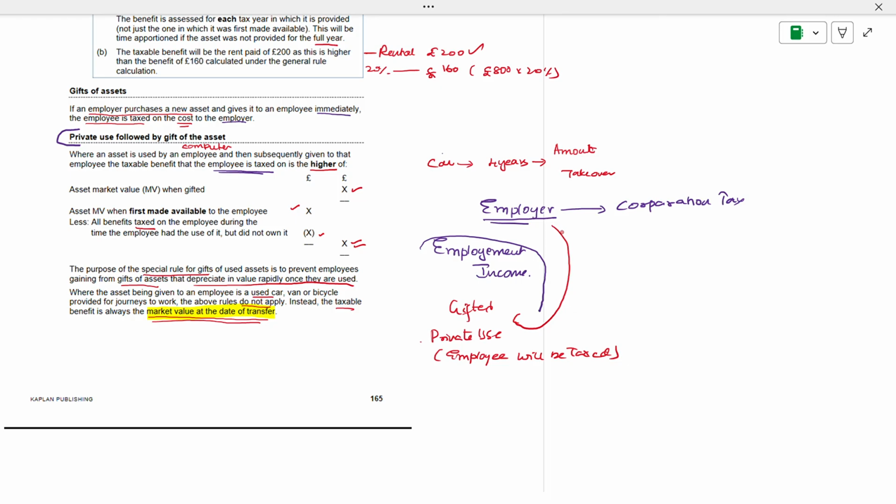Understood, sir. When there is no ownership, why? When it is a gift, that's why I say it has been given very clearly: when the asset is used by the employee and subsequently given to that employee, then the taxable benefit is taxed on the employee. If it is not subsequently given, it will be the employer. Yes, sir. Okay, sir.